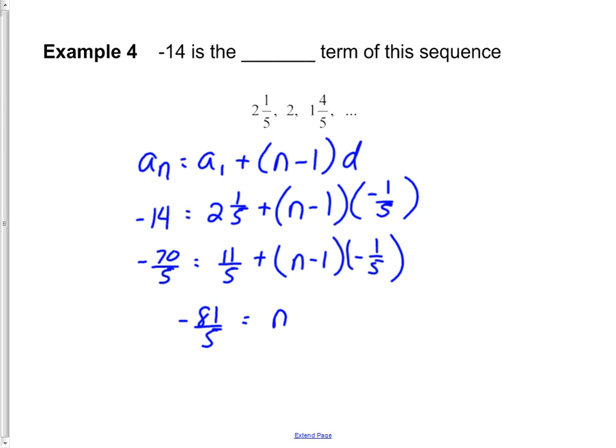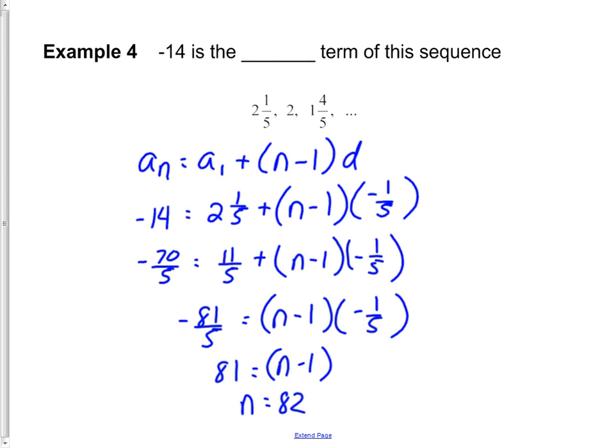equals n minus 1 times negative 1/5. Let's multiply both sides by negative 5. So that'll be 81 equals n minus 1. Add 1 to both sides, n should equal 82. So negative 14 should be the 82nd term of this sequence.